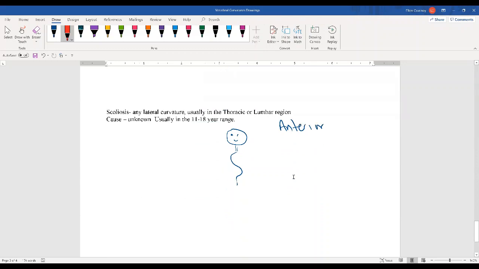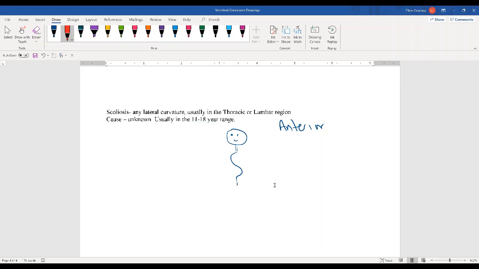The third abnormal curvature is scoliosis, and this is a lateral curvature, where before we've been looking kind of at the lateral view. I want you to think of this as the anterior view of this person. And we get this lateral curvature in either the thoracic or the lumbar or both region. This is the only one that the cause is completely unknown. And this is the only one that happens to children. Usually we see it in 11 to 18-year age range where it starts to develop.